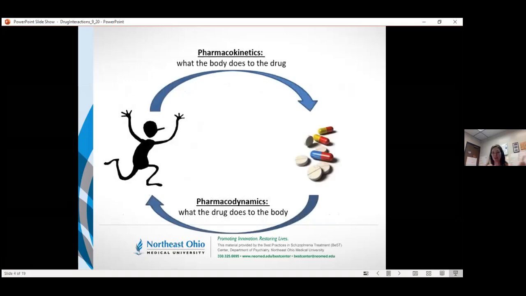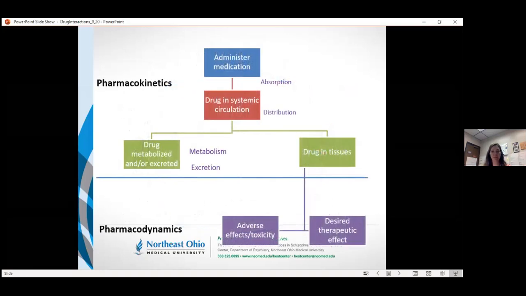So our two categories, pharmacokinetic and pharmacodynamic. We're going to start with our little man over here on the left-hand side. So our person takes a medication. The pharmacokinetics are what the body does to that drug. The pharmacodynamics are going to be what the drug does to that body. And we're going to look at them in quite a bit more detail.